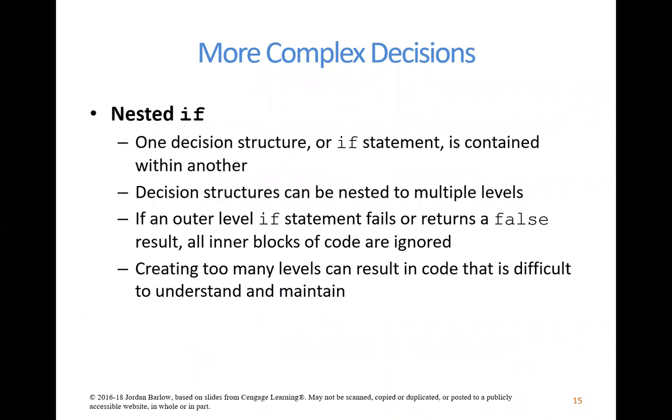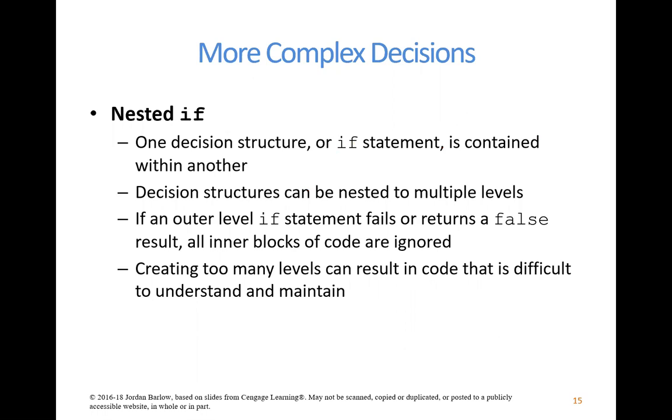Sometimes one simple yes or no decision isn't enough, and you need to make a more complex decision. There's a few ways to do that. One way to do that is using a nested if. That's when you have an if statement inside of another if statement. And you can have as many of those levels of ifs within ifs as you need. If the outer level returns false, then it doesn't go into those inner levels. It just says if the outside one is true, then we continue. Then it evaluates the inside one. If that's true, then it continues, and so forth.